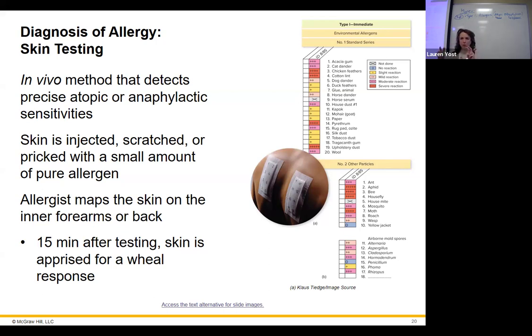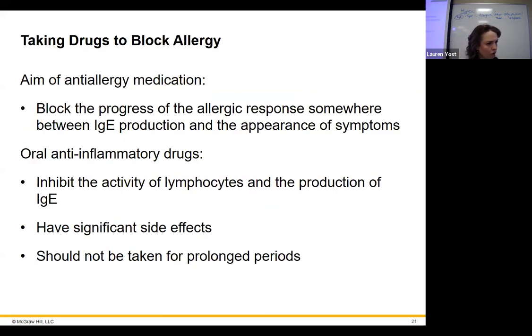It says a wheal, so like any hive development in those areas, and then determine what you're allergic to that way. And get down to the nitty-gritty of it. All right, so let's say you have an allergy. How are you going to treat it or get rid of it? This is going to go through that.